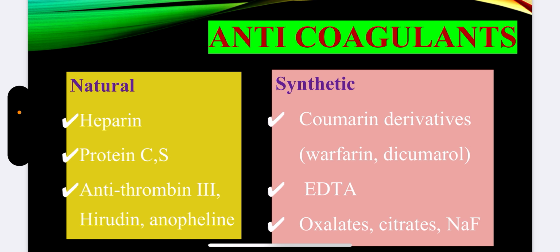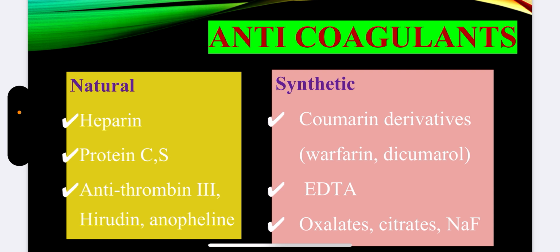Heparin is a very powerful anticoagulant, first isolated from liver. How does it work? We had discussed the mechanism of action of heparin in the previous video. It inhibits the formation of thrombin, so it prevents the conversion of prothrombin to thrombin, which is involved in the coagulation cascade.